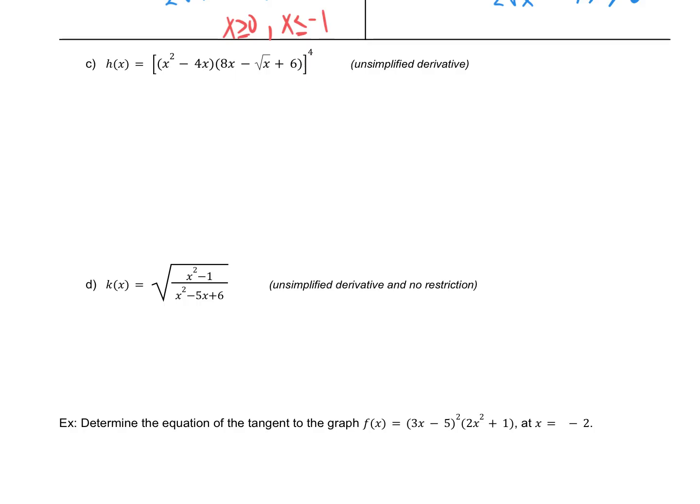All right, so let's start with h of x. So I'm going to start with the outside function, which is something to the power of 4. So I'm just going to write the 4, copy paste the inside.